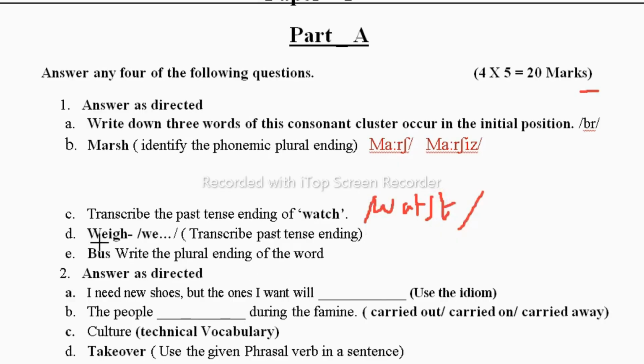Now the next question is "way". Transcribe the past tense ending. Here you simply need to add the I sound because it's a diphthong, which is "way". The sound is given here.